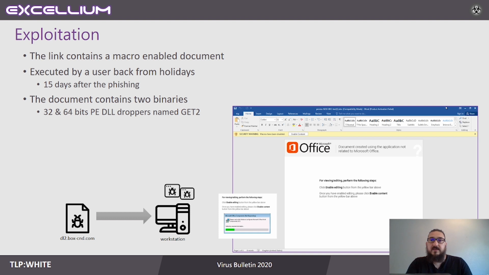The document contains a VBA script, and what is interesting is that the document itself contains the droppers. Inside the Office document there are two PEs, one 32-bit and one 64-bit. This dropper is named get2. Depending on the version of Office, in this case a 32-bit version of Word, the right DLL is called and executed. There is a decoy window during the execution.